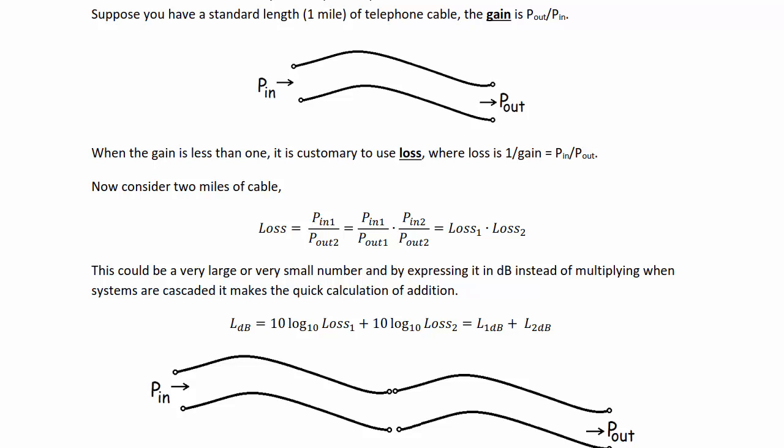So the loss in decibels would then be 10 log base 10 of loss 1 plus 10 log base 10 of loss 2, because the log of a product is the sum of the logs. So that would be the loss in 1 in decibels plus the loss in 2 in decibels.